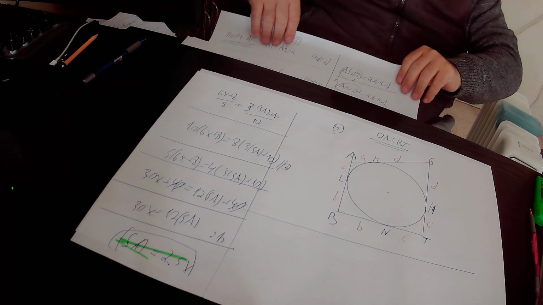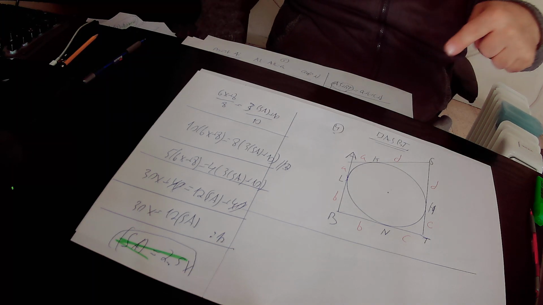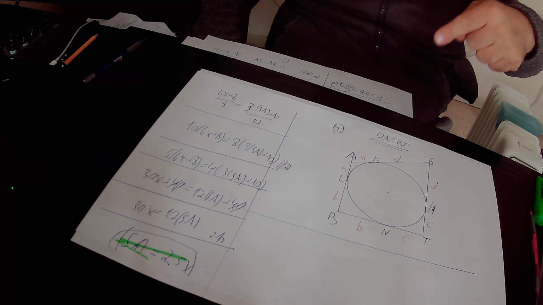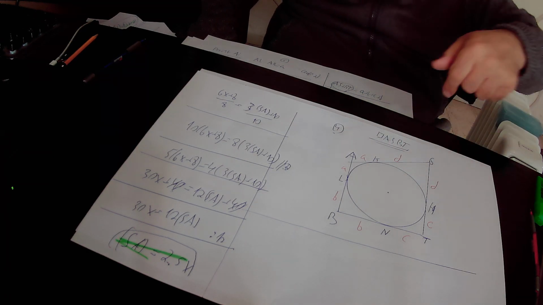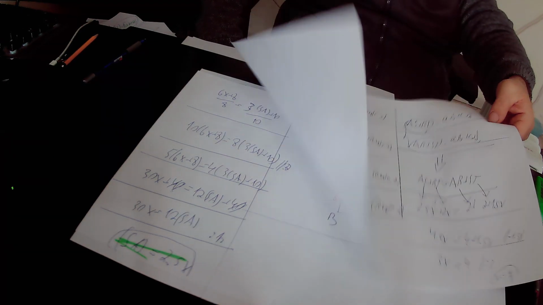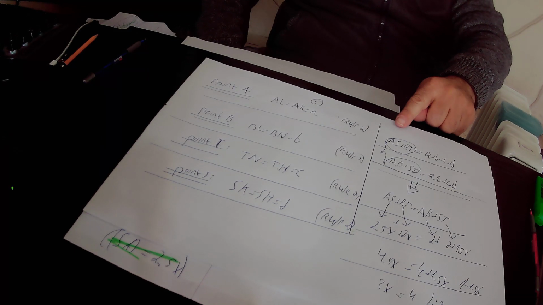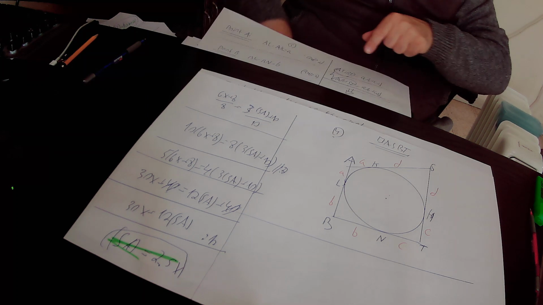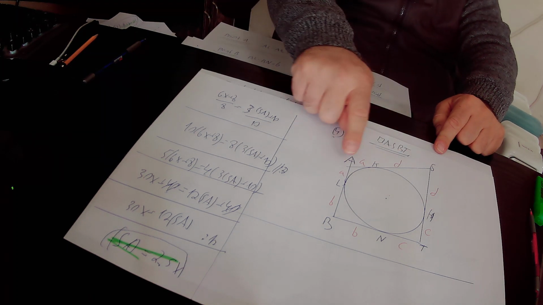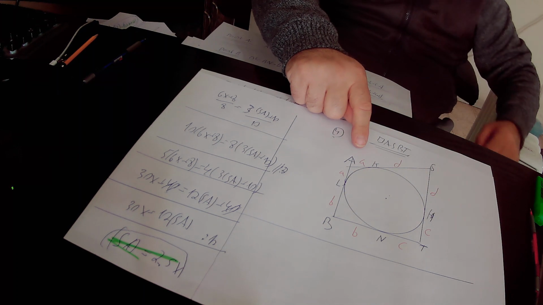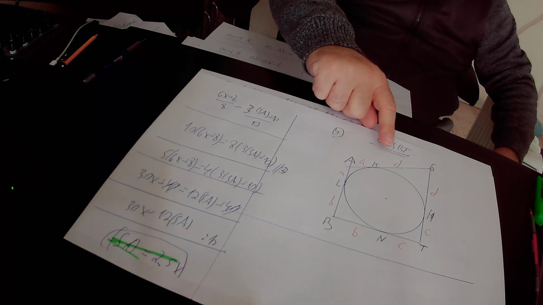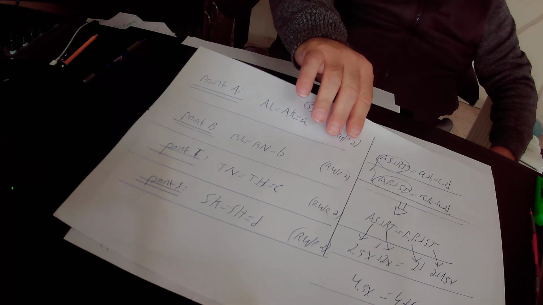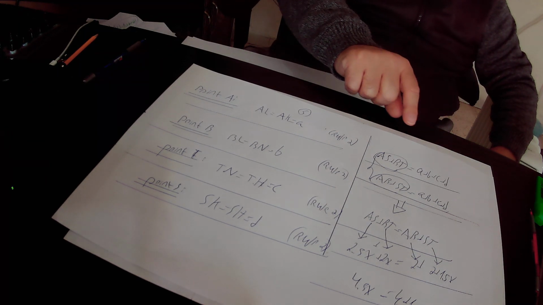Then we add side AS to side BT in this quadrangle ABTS. What is the length of side AS plus side BT? From the drawing, it is very easy to see that AS plus BT equals in total A plus B plus C plus D.